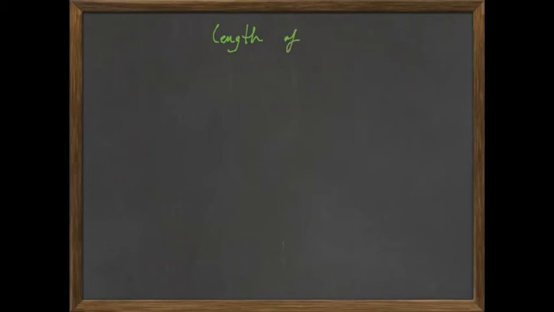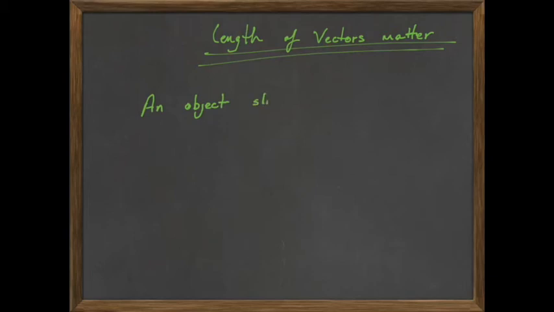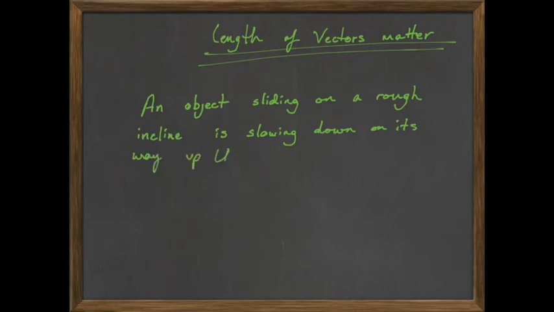Now, the other important thing about your free body diagram is that the length of the vectors matters. Remember, the length of a vector is what we call the magnitude, and the magnitude would be like the strength of the force. So, let's look at an example. Say an object sliding on a rough surface, and let's incline that surface, is slowing down on its way up the incline.